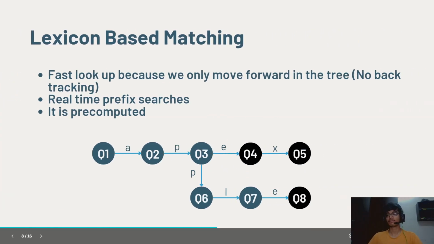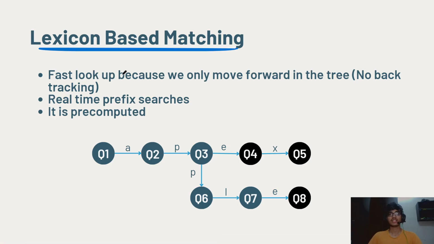So how is this done? The basic method is lexicon-based matching. It is really fast because we only ever move forward in the tree or the automata here, and it covers in real time, and it is also pre-computed on the English dictionary. So we use lexicon-based matching mainly to find if the given word is in the dictionary or not. That means if the given spelling is correct or not.